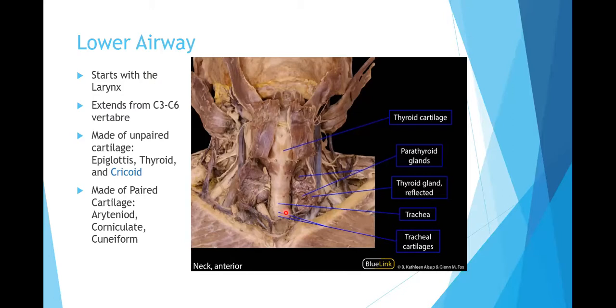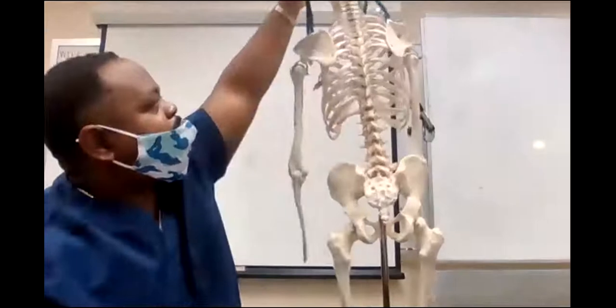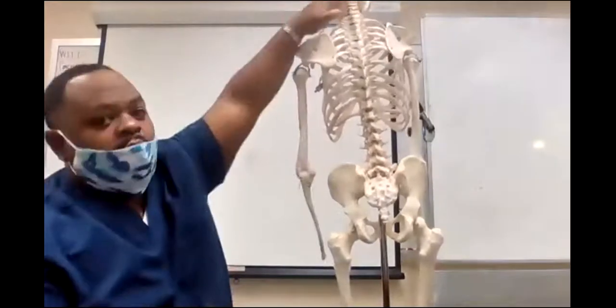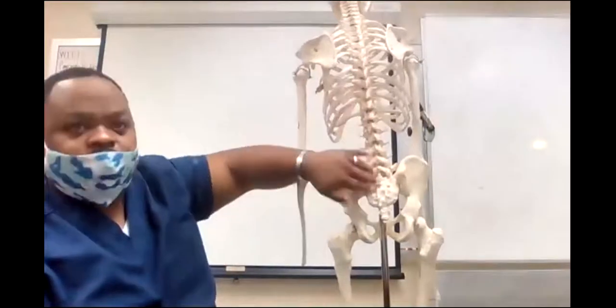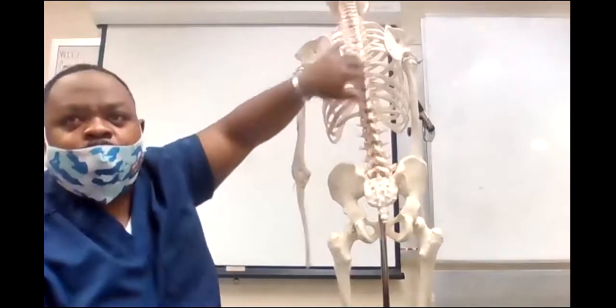All right. It extends from C3 to C6 vertebrae. Somebody tell me what the C stands for. Cervical spine. Cervical vertebrae. So in our vertebrae, this is Mr. Johnson's vertebrae. All of this, right? The vertebrae, your backbone.